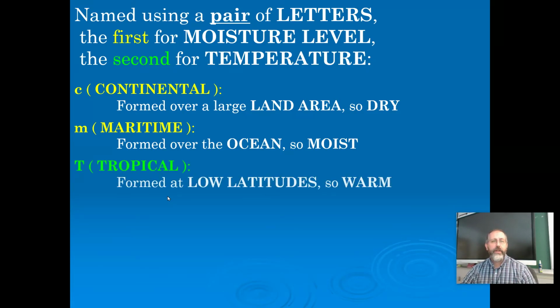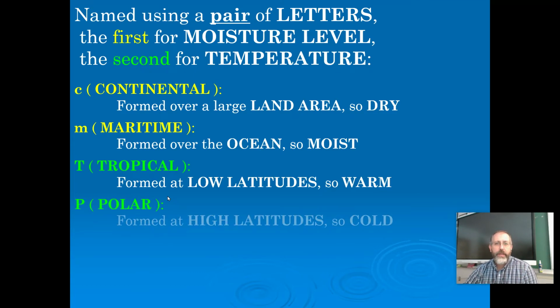Now, the second letter could be a capital T for tropical. Tropical means forming closer to the tropics. It's going to be warm. So if it forms at low latitudes and it has warm characteristics, it's tropical. And if you have an uppercase P, that stands for polar, meaning it formed near the poles where it's cold. So it tends to have cool temperatures for the season because it formed at high latitudes.